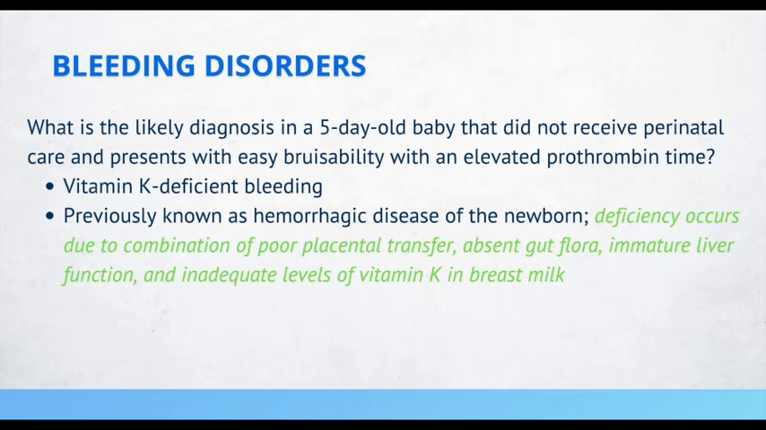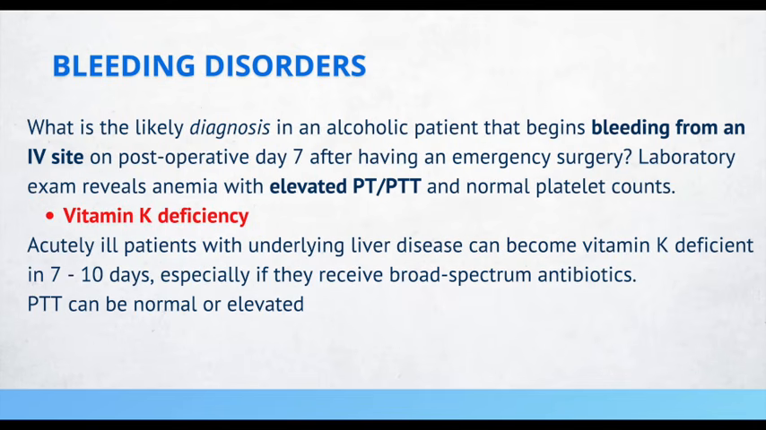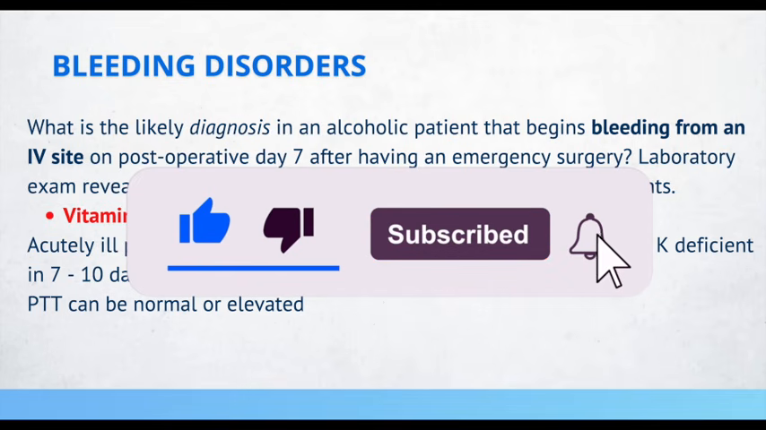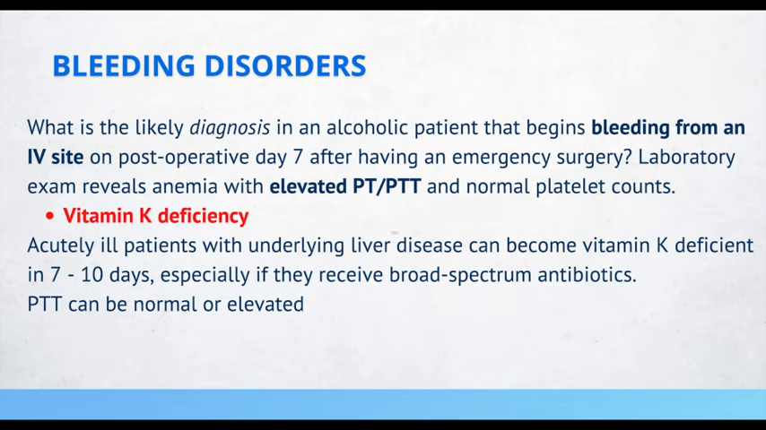What is the likely diagnosis in an alcoholic patient that begins bleeding from an IV site on post-op day 7 after having emergency surgery? Lab results reveal anemia with elevated PT, PTT, and normal platelet counts. Vitamin K deficiency. Acutely ill patients with underlying liver disease can become vitamin K deficient in 7 to 10 days, especially if they receive broad-spectrum antibiotics. PTT can be normal or elevated.